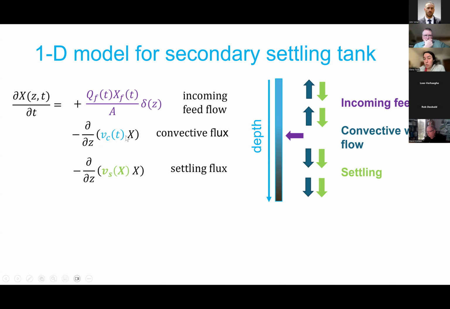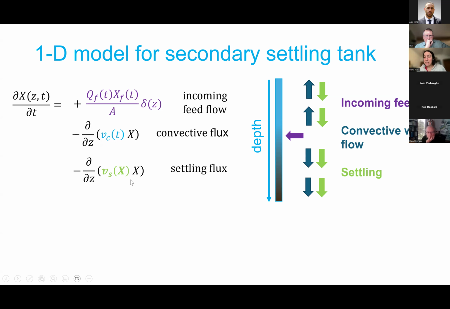You can see that the velocity of the convective flux only changes with time. At the top of the clarifier, this velocity will be determined by the effluent flow rate. At the bottom of the clarifier, this convective velocity will be determined by the underflow rate. And in our settling flux, we have the same: a settling velocity, the velocity at which the particle settles, times the local concentration.